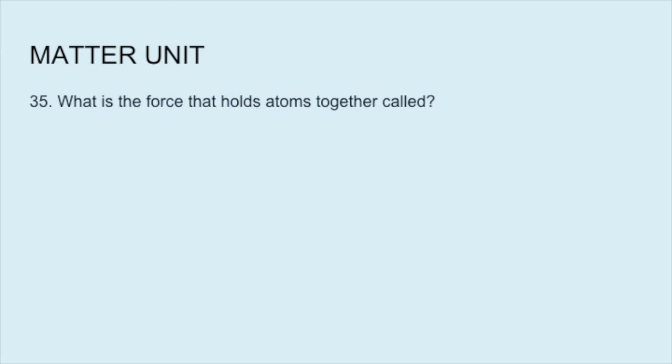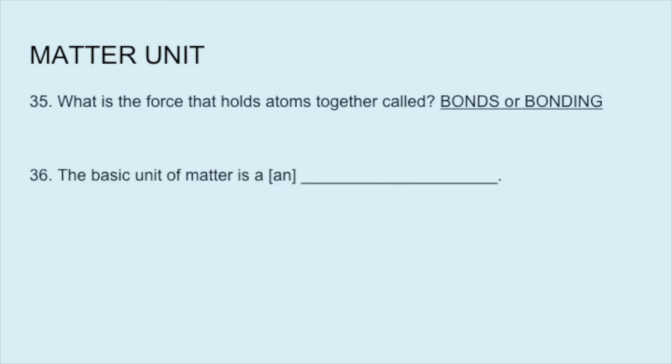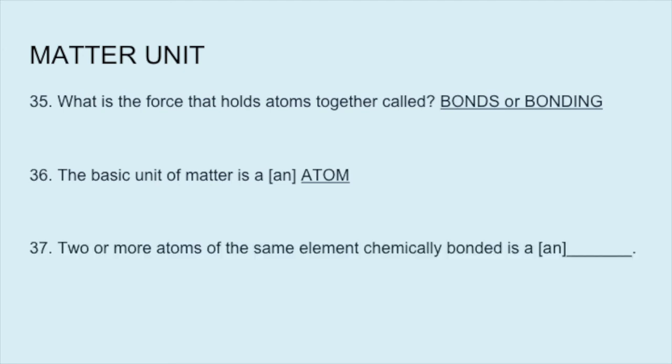What is the force that holds atoms together called? All right, that's going to be our bonds or our bonding. And there are lots of different types. Remember the different ones we talked about, ionic, covalent. What is the basic unit of matter? That's an atom, and that's something that we've talked about plenty.